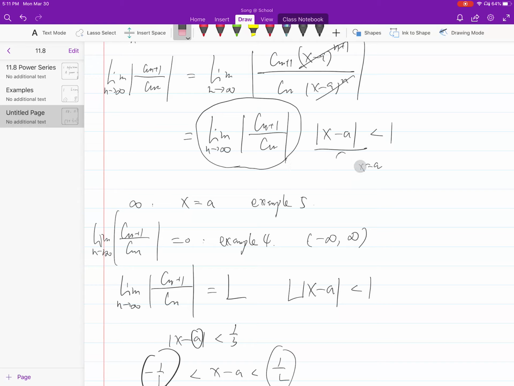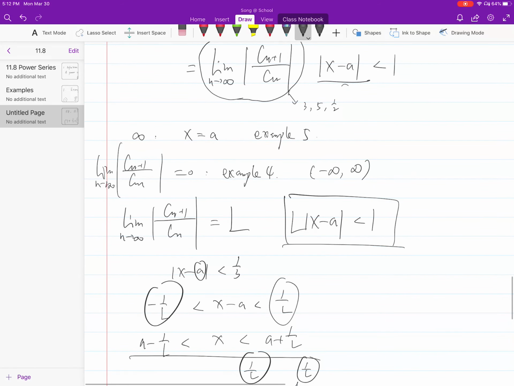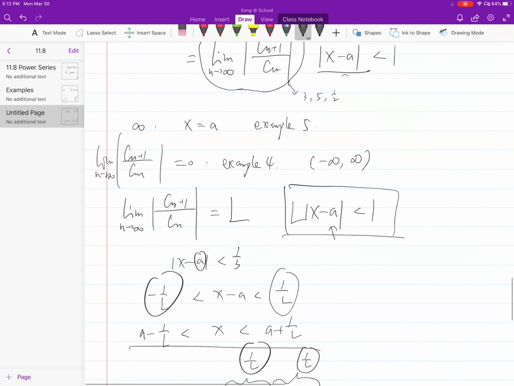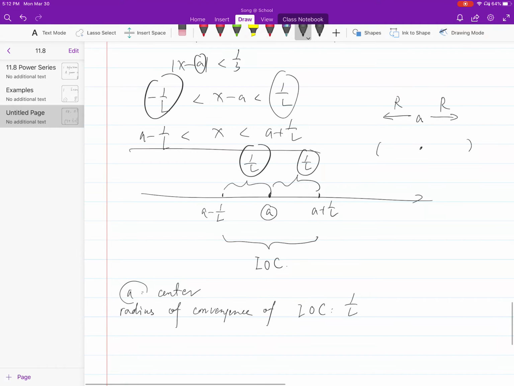Number 3, maybe this one is a constant. Maybe it's 3, maybe it's 5, maybe it's 1/2, whatever. But then you will end up solving an inequality looking like this. It has absolute value. Whenever you solve this one, your answer will always look like an interval. But this interval is very special. This interval is going to have a center. The center is exactly A. This interval will go equal distance to both sides because of the absolute value. And the equal distance you go from both sides will be the radius of this interval. We call it the radius of the interval of convergence, or in short, the radius of convergence.